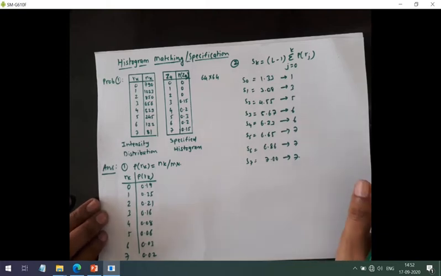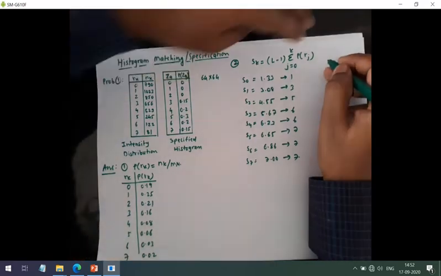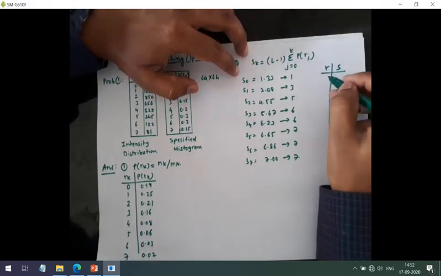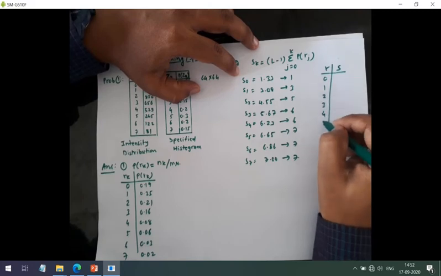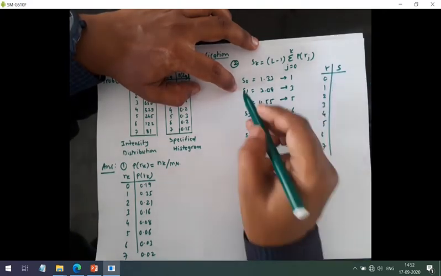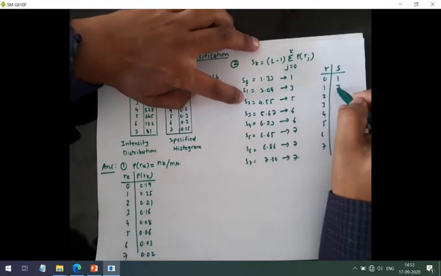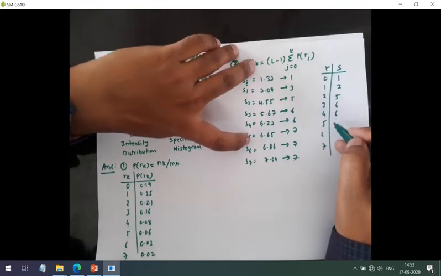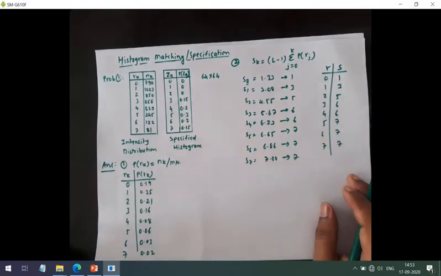The next step that we do in histogram equalization is to find the mapping from R to S. R values will be from 0 to 7, and for finding this mapping table we make use of the subscript. So 0 is mapped to 1, 1 is mapped to 3, 2 is mapped to 5, 3 is mapped to 6, 4 is mapped to 6, and 5, 6, 7 are mapped to 7. So this was our mapping table.